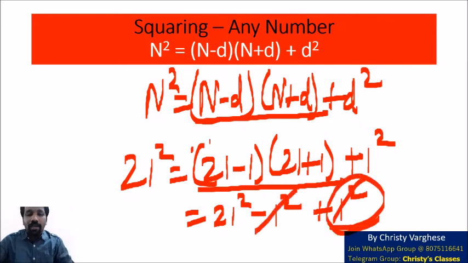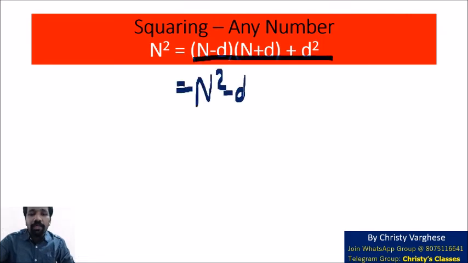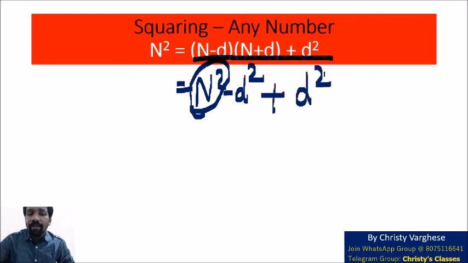In general, the right hand side of this equation, if you open up the bracket, gives n square minus d square. We want only n square, the square of the number. So to cancel that d square, you are adding d square, so that minus d square and plus d square cancel. This is the reason why this method works.